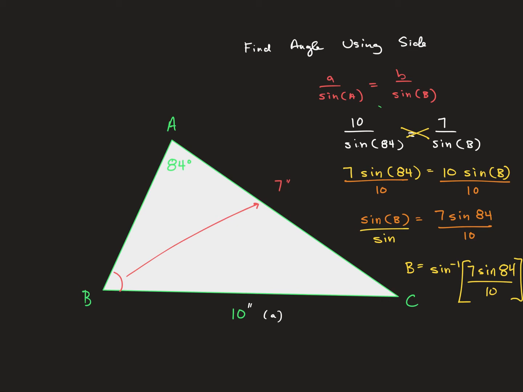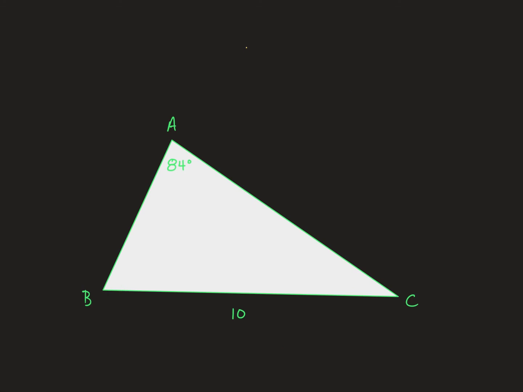Setting this up in our calculator, you could do this all at once with a TI-83, and you would end up with 44.1 degrees. If you're looking for the inverse sine on your calculator, hit your second button plus your sine button, and that will give you a sine -1. You could do this all at once using parentheses, or you could put it in piece by piece. But this is finding an angle using a side, and now we are finding a side using an angle.